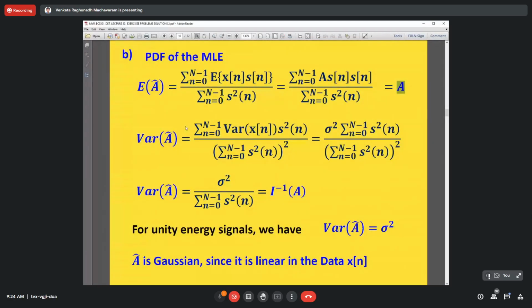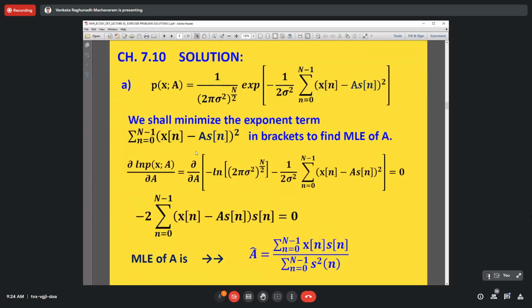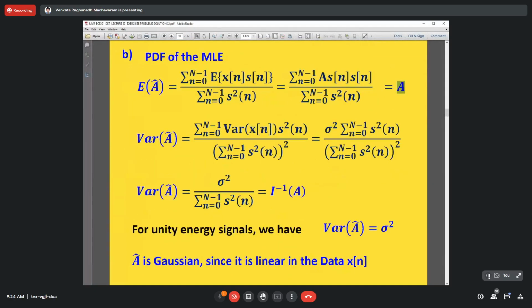What about variance? Again, find the variance. Substitute the variance of A hat; A hat is this one. So the variance of this right hand side means the variance of the sum of x[n] s[n] divided by the sum of s square[n], squared. Substitute that: variance of x[n] is sigma square, times s square[n]. So one gets cancelled, this goes away. Sigma square by the summation of s square[n]. The summation of squares is the average energy.